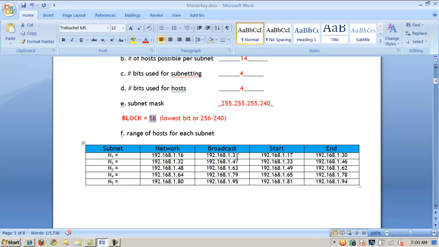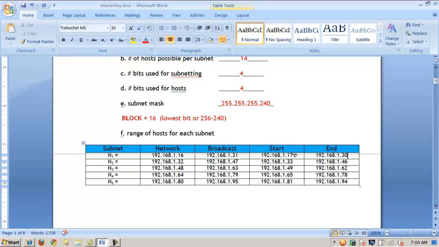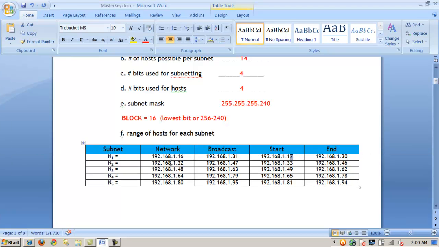Now the broadcast is always going to be 1 less than the next network. So if the next network is 32, the broadcast on the previous network is 31, and so forth. And then finally, the start and end, the valid IPs that you could actually assign, well, that's going to be 1 greater than the network, so I have to add 1, and it's going to be 1 less than the broadcast, so I have to subtract 1, going all the way down.